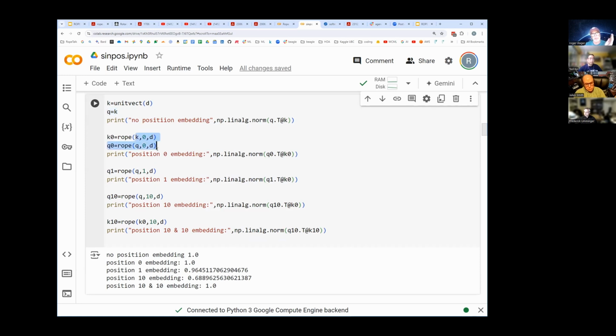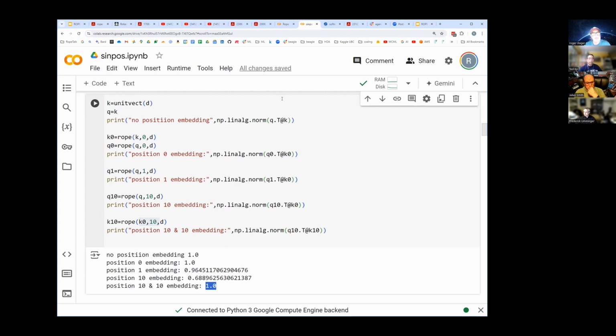If you add a 0 rotation, so they're both at the same position, it's still 1 because they've been rotated the same amount. If you rotate one of them, in this case I rotated the query, then you start to get a change. If you rotate it 10 positions, it's decayed down. And if you have two of them that are both rotated 10, it's back up to 1. So if we plot that, I think we would get that curve.